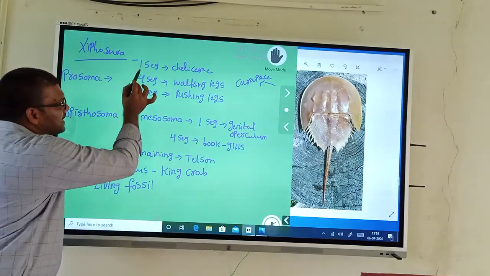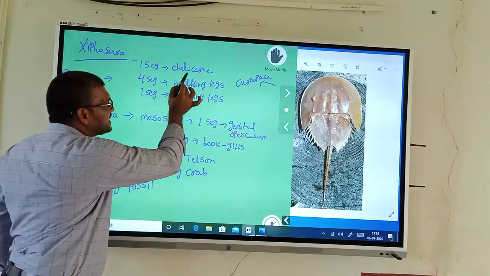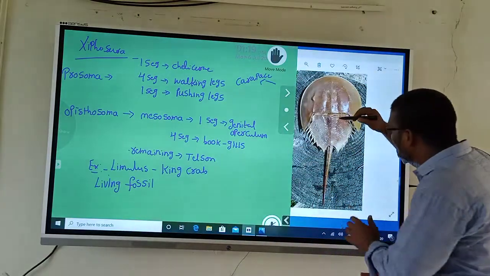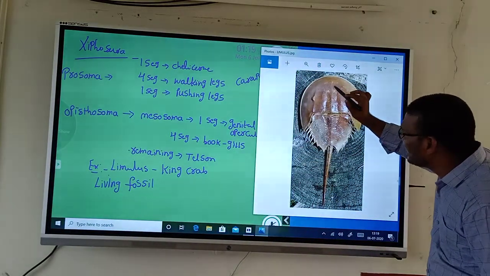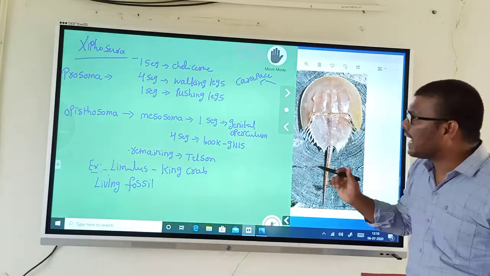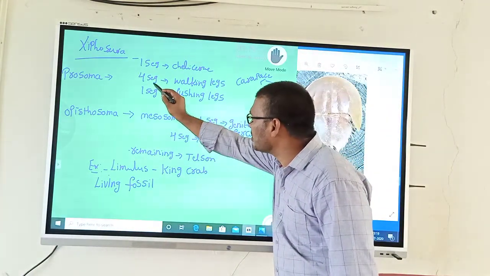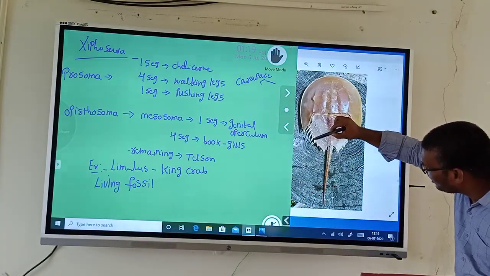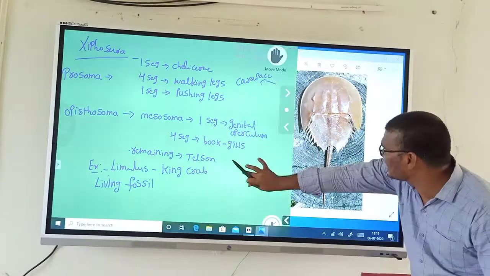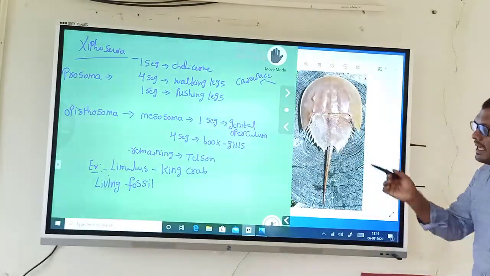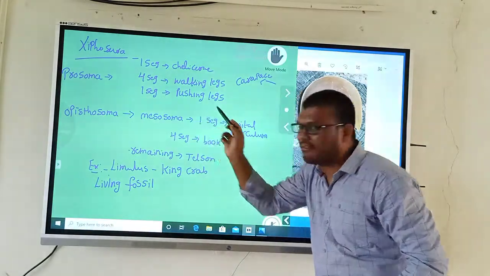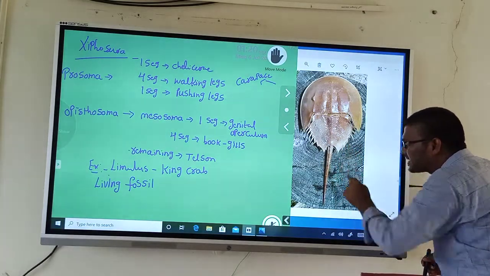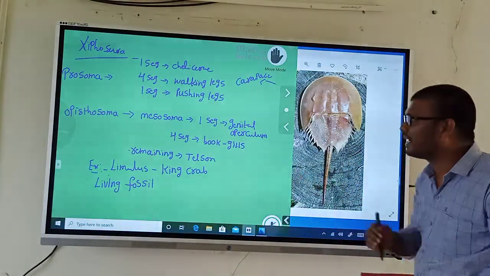Among the 6 segments, the first segment is the Helicerata. I already said, the modified mouth is known as the Helicerata. In this first segment, the mouth is present. And the next 4 segments have walking legs. If you observe, 1, 2, 3, 4, there are 4 pairs of walking legs. And then the next segment has the pushing legs. By using these pushing legs, the organism can move from one place to another.